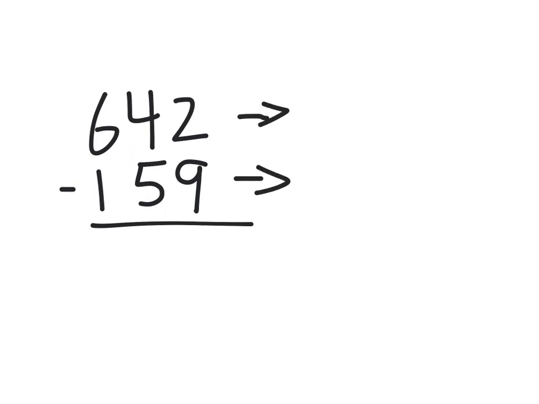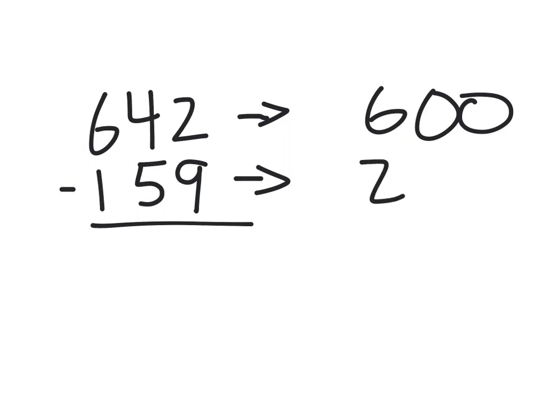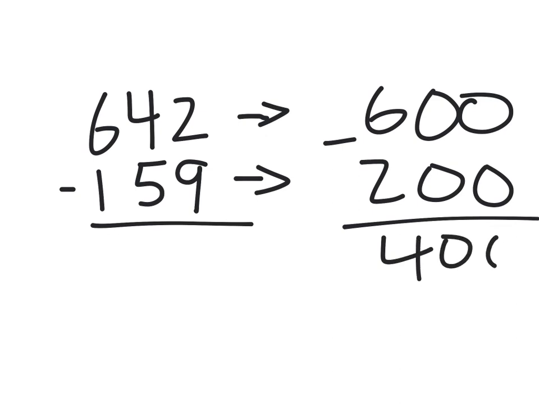100. Okay. 642, what does it round to? 600. To 600, good. And what does 159 round to? 200. I should hear this from everybody. 200. What kind of math are we doing? Subtraction. 600 minus 200, class? 400. Our answer should be pretty close to 400.